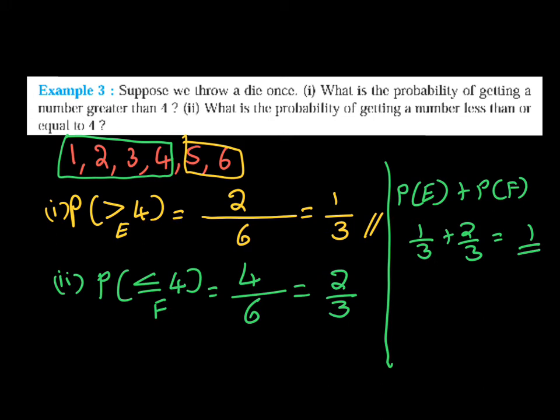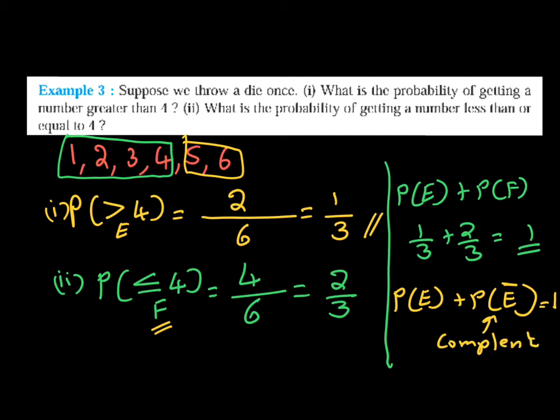We can note one more thing in this example. If P of E is the probability of a number which is greater than 4, then P of F will be a number which is less than or equal to 4. So let's label that as not E, the complement of E. P of E plus P of not E will always be equal to 1. This is called the complement of the event. So if E is the event, E bar is called the complement of the event. If E is the event, the numbers greater than 4, then its complement is all the numbers that are not greater than 4, which is nothing but less than or equal to 4. And an event plus its complement will always be equal to 1.